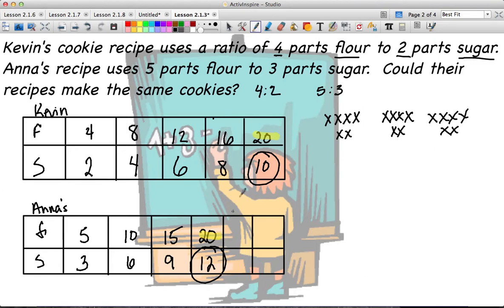You have to choose which one you're going to look at though, and then that other number also has to be the same. So like I said, here we had 20 parts flour and 20 parts flour, which meant if we wanted to make the same type of recipe, since Kevin's used 10, then Anna's would have to use 10. Or since Anna's used 12, Kevin's would have to use 12. Since that's not the case, our answer to the question is no, they do not make the same cookies.